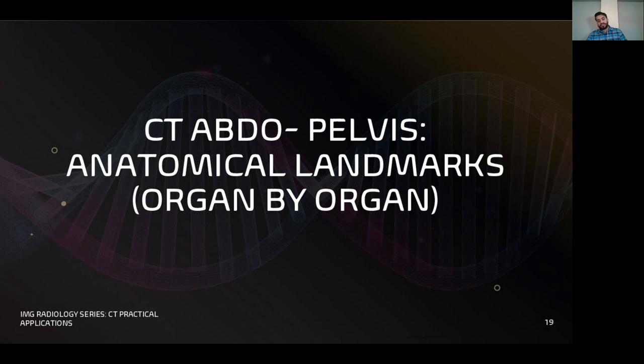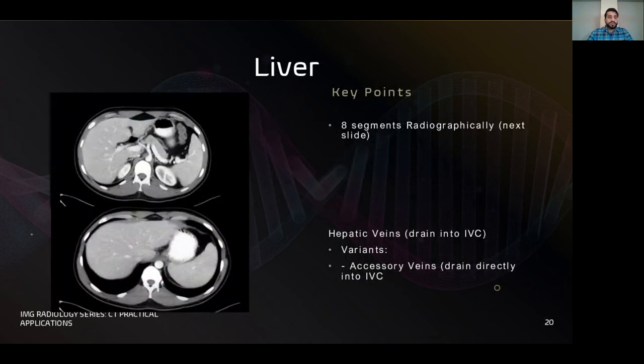So now we're going to look at the CT abdomen pelvis organ by organ. I'm going to start off with the liver. So this is the liver, essentially, right here, in both these particular cases. Now, the liver can be split up into 8 segments radiologically, or radiographically, if you want to call it that, and it's split up by an important structure. Does anybody know what might be used to split up the liver into its different segments?